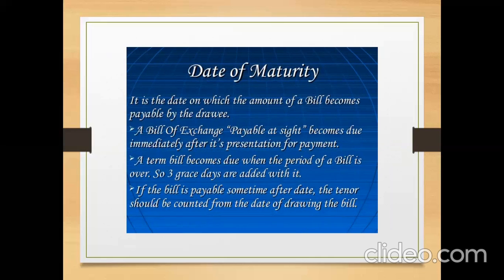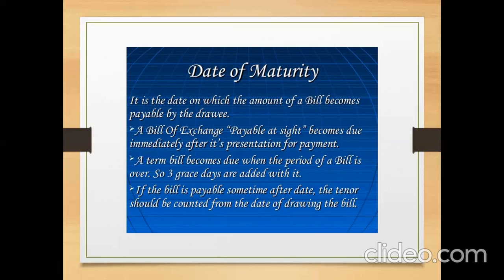Date of maturity. It is the date on which the amount of the bill becomes payable by the drawee. A bill of exchange payable at sight becomes due immediately after its presentation for payment. Payable at sight means on the date of maturity, it should be met.